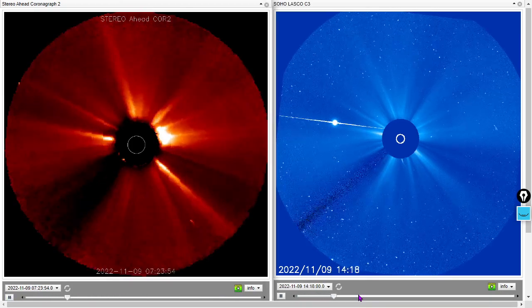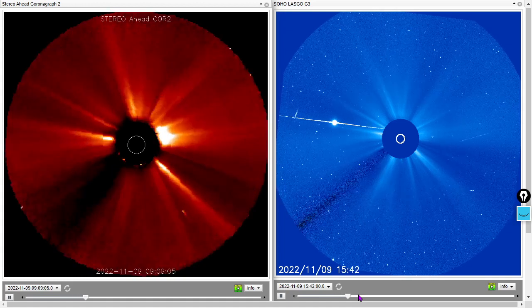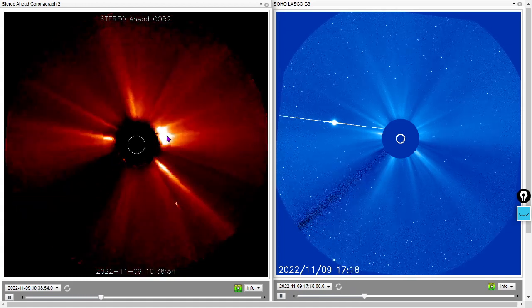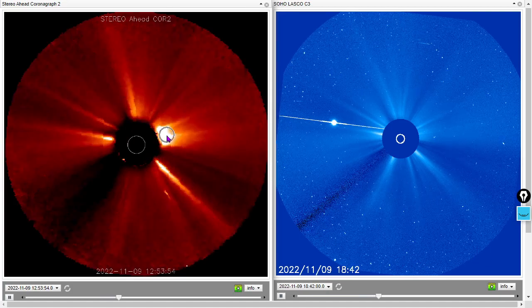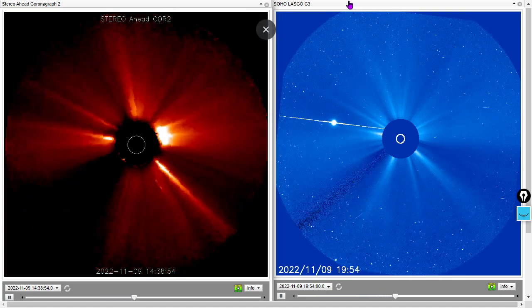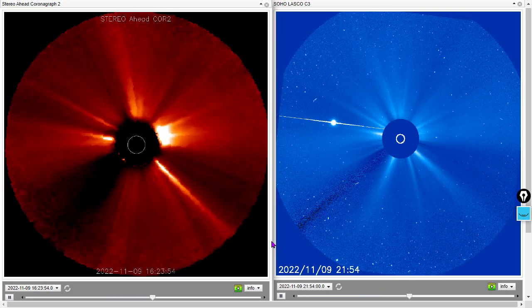So no Earth-directed CMEs here, folks. This is a lot of plasma here suspended out by those sunspots. There are a lot of filaments in between the Earth and the Sun here at the moment.